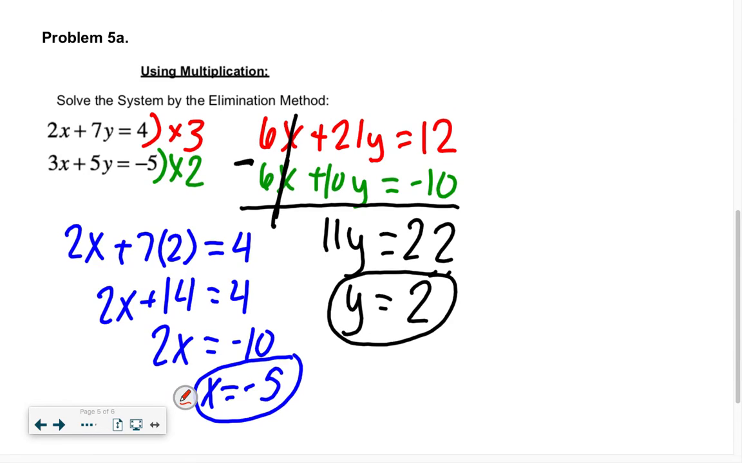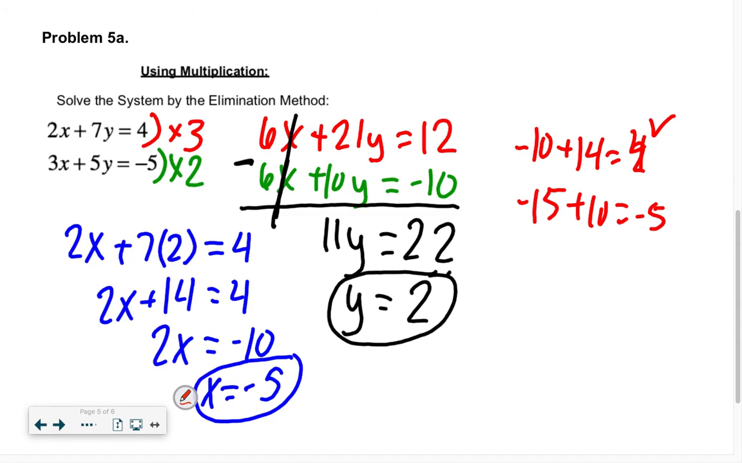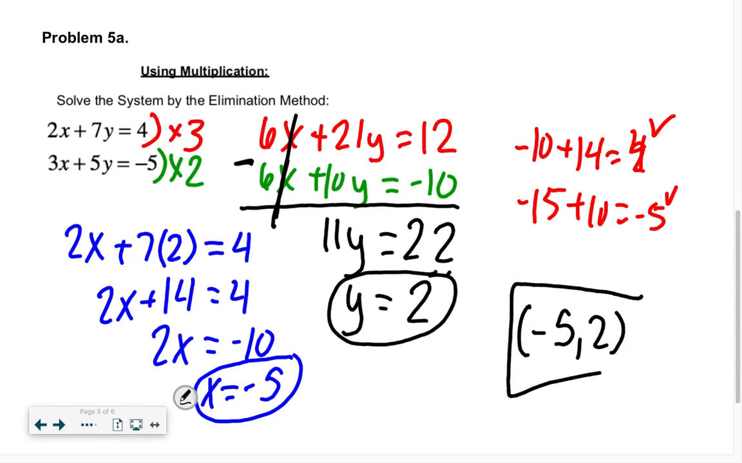Okay, let's do it all together then. 2 times negative 5 gives me what? Negative 10 plus 7 times 2 is 14. Does it equal 4? Yeah. Bottom one, 3 times. Too fast. Does it work? Yes. That means I need to write my answer in point form. Negative 5, comma, 2.